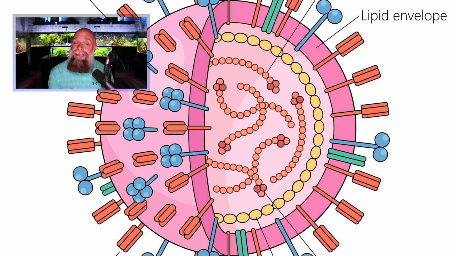Now, because it's made of lipids, it's really susceptible to disinfection. The disinfectants will often destroy that lipid envelope where the attachment proteins for the virus are usually contained. And so if you destroy that lipid envelope, you destroy the attachment proteins. And if the virus can't attach to anything, it can't cause an infection.